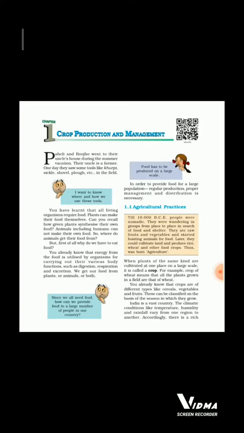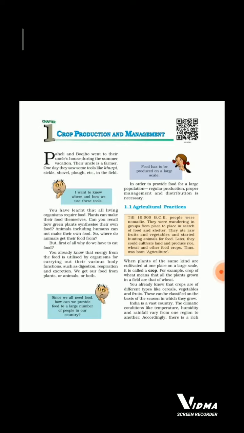Good morning. Chapter 1: Crop Production and Management. Pahili and Boojo went to their uncle's house during the summer vacation. Their uncle is a farmer. One day they saw some tools like khurpi, sickle, shovel, plough, etc. in the field. I want to know where and how we use these tools.